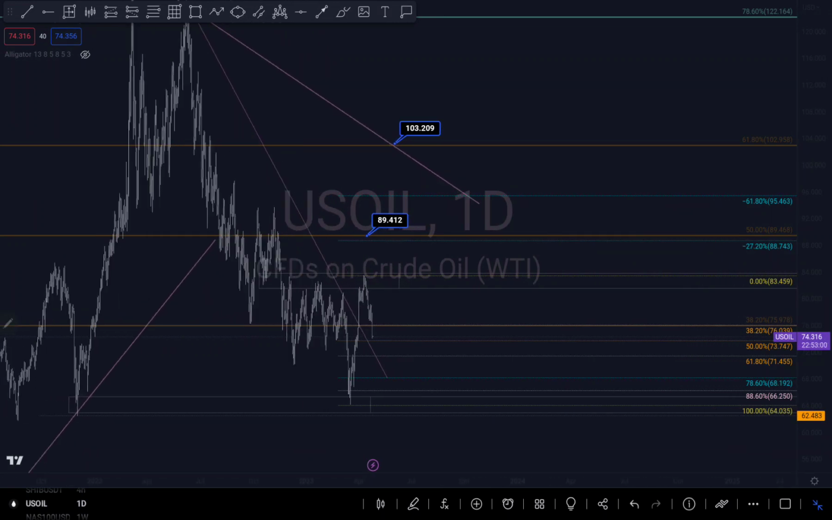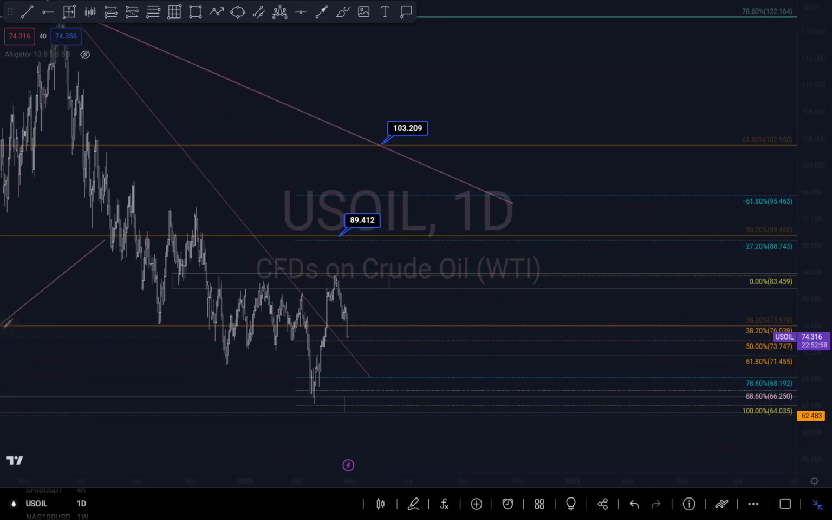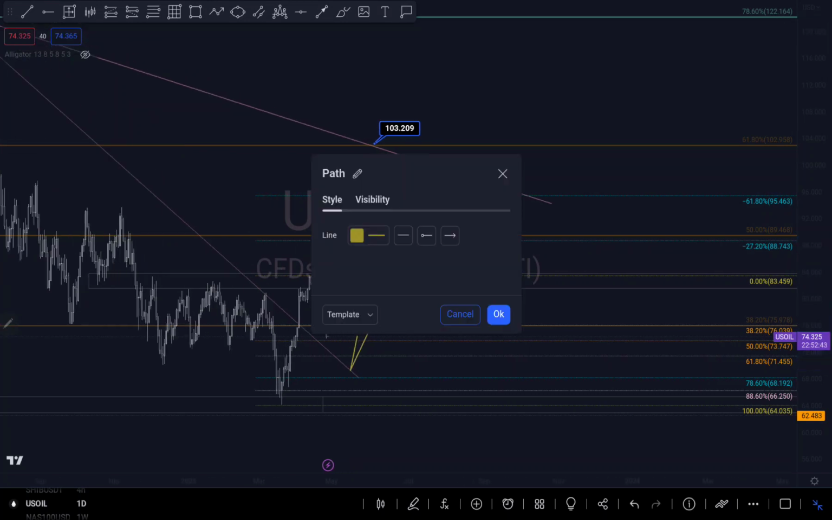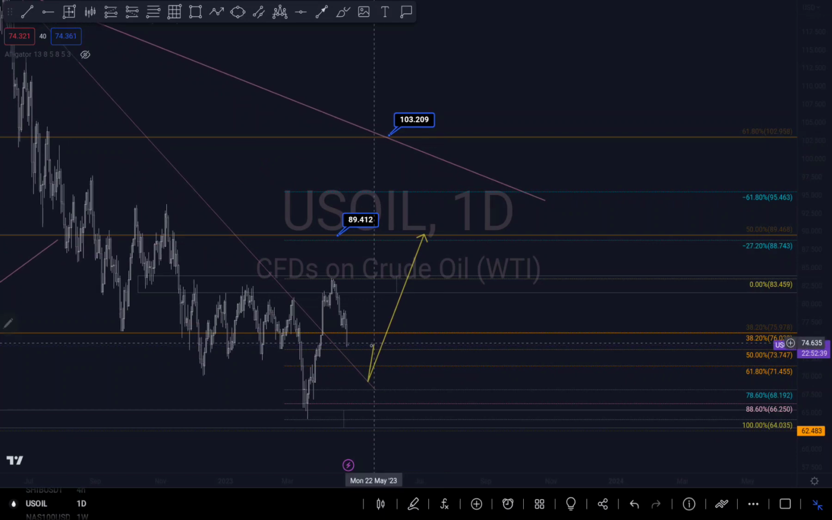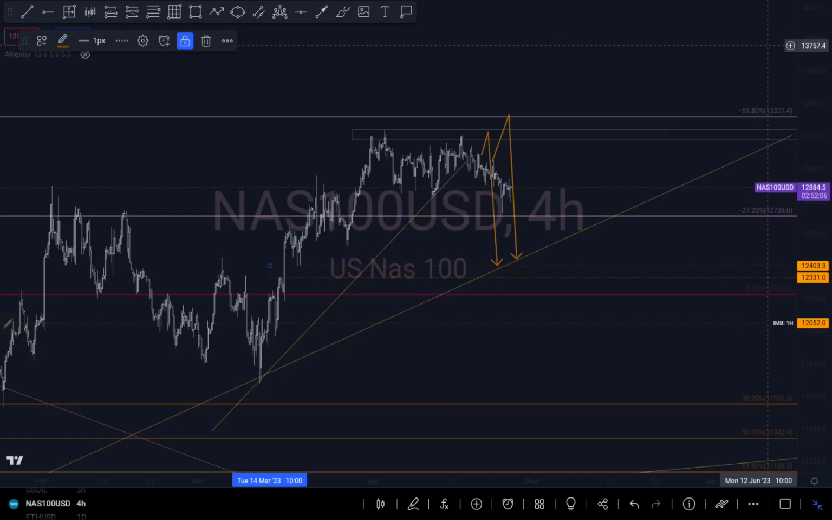So I'm still predicting an uptrend to at least this level right here, to retest around this level, then a possible move to my first target right at that level. So that's my first target, and let's see how that works. Yeah, let's just see. So that's just my quick analysis on US oil.